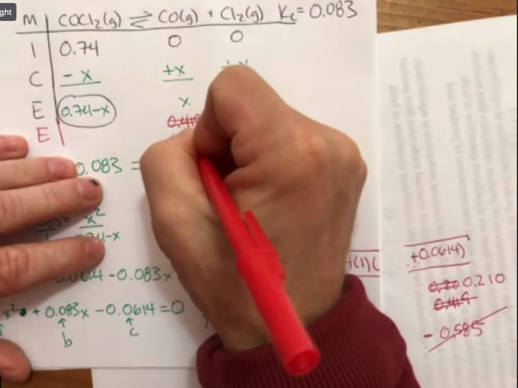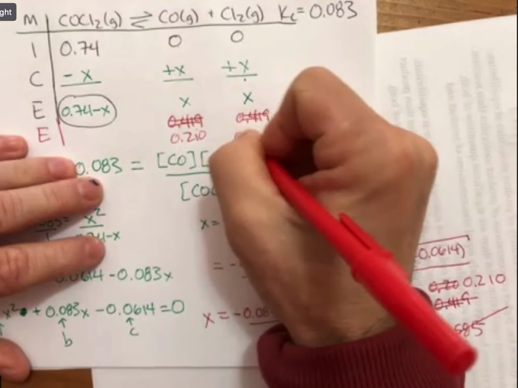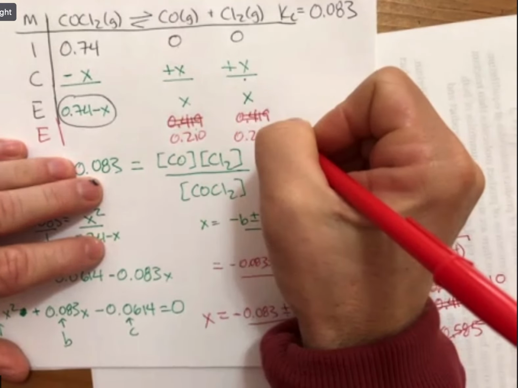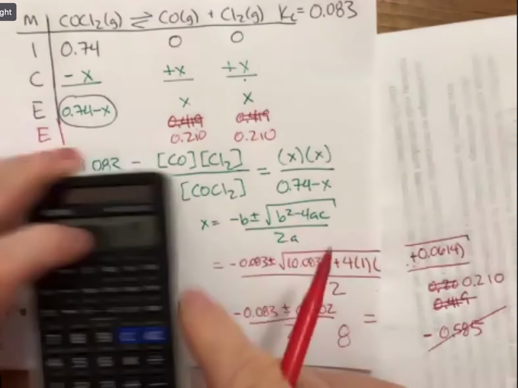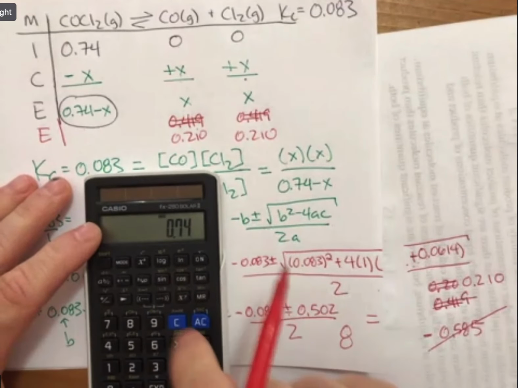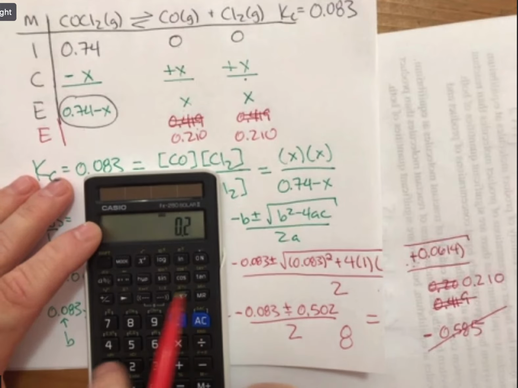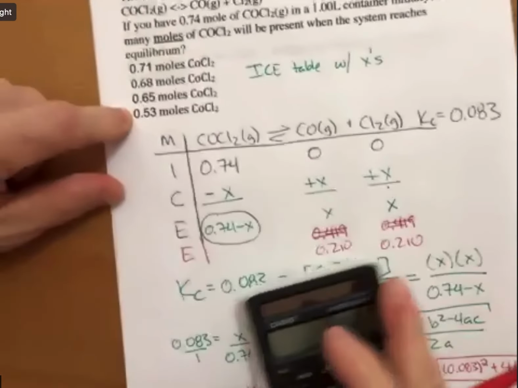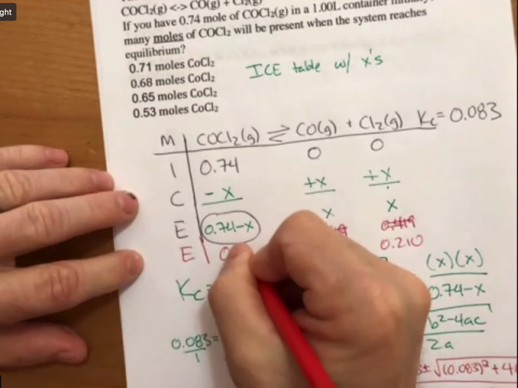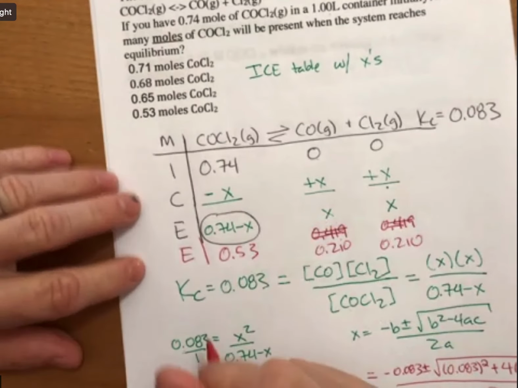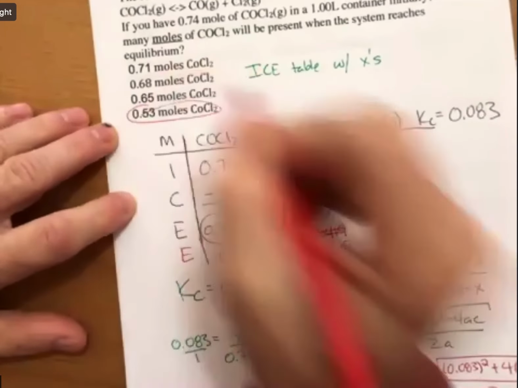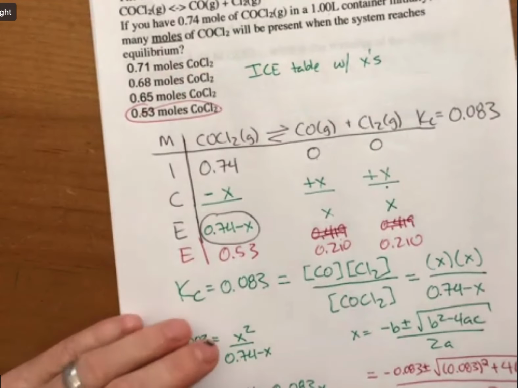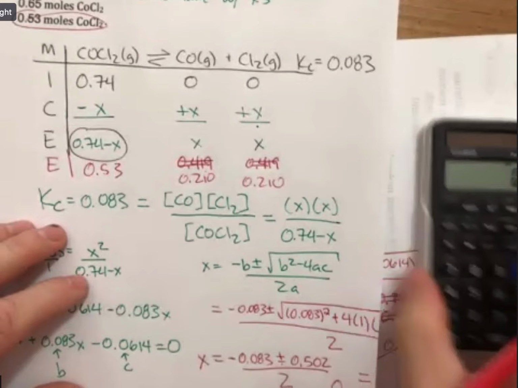Thank you for your help. And now let's see what I get. 0.74 minus 0.21, 0.53. All right, way up here. 0.53. Thank goodness for multiple choice problems that have an answer.